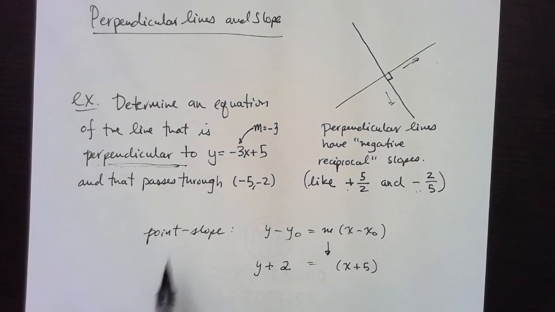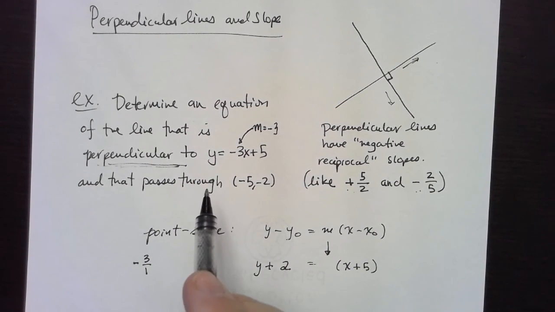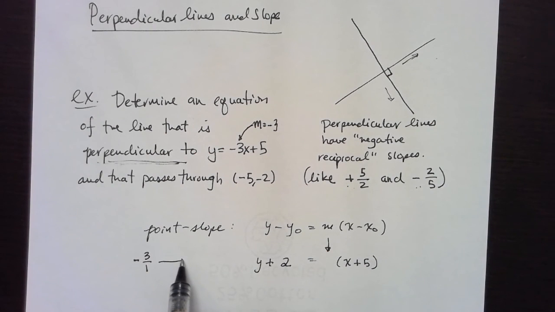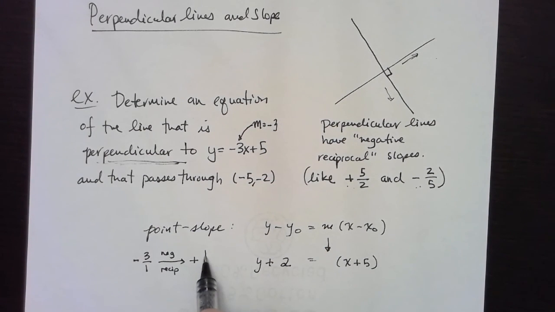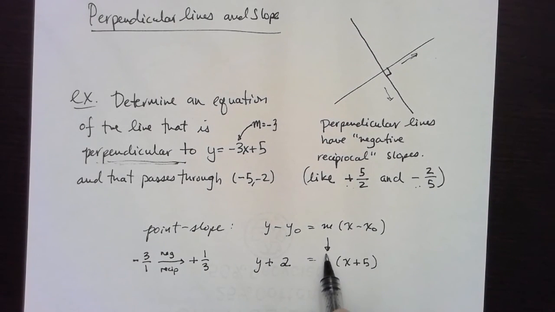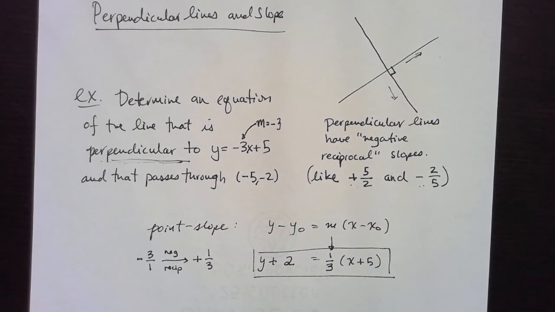Since this is not a fraction, I'll write it as over 1. So it's negative 3 over 1. So the negative reciprocal, I change the sign to plus, and I take the reciprocal of this fraction. So this is the slope of a line perpendicular to this one. And that's the value that's going to go in my equation here, positive 1/3. And this is an equation of the line that satisfies these conditions.